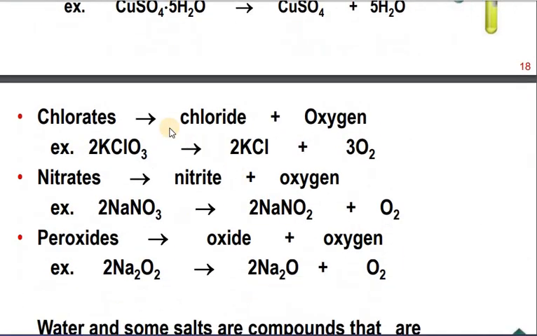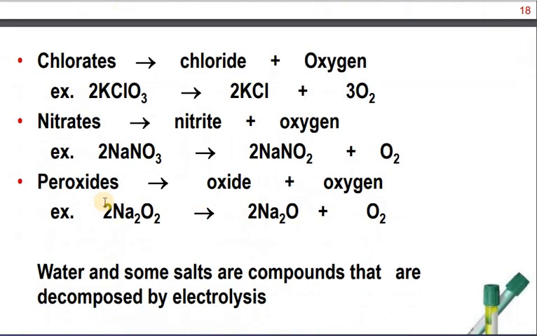Next is chlorates. You know the method of preparation of oxygen from chlorates, which you did in 8th class also. Similarly, nitrates. Nitrate means NO3, sodium 1, cross multiply: NaNO3. Nitrite is NO2 with -1 and sodium +1, so we get NaNO2 and oxygen. Similarly, sodium peroxide. In peroxide, like hydrogen peroxide H2O2, oxygen valency is -1, not -2. So with sodium valency 1, sodium peroxide is Na2O2. In the oxide, oxygen valency is -2 and sodium valency is 1, so cross multiply: Na2O.